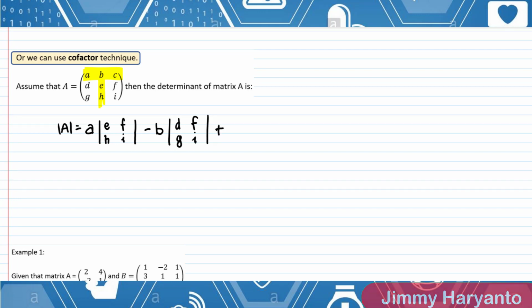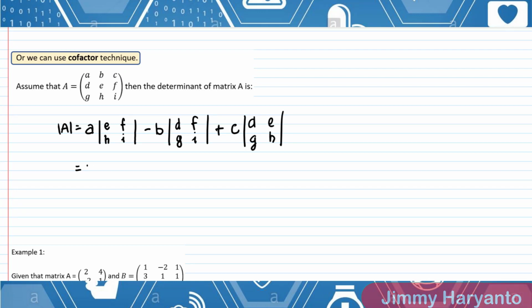Yeah, so the sign will be alternating. The first one is plus, the second one is negative, the third one is plus. Yeah, so after B, you have to choose C. Therefore, this row and this column will be highlighted. So you will write C times D, E, G, H. This is how you find determinant using cofactor.